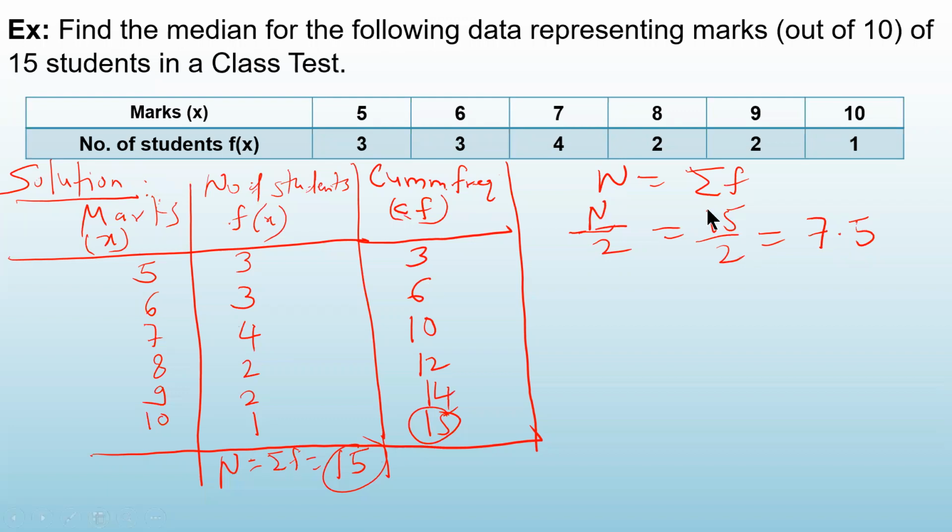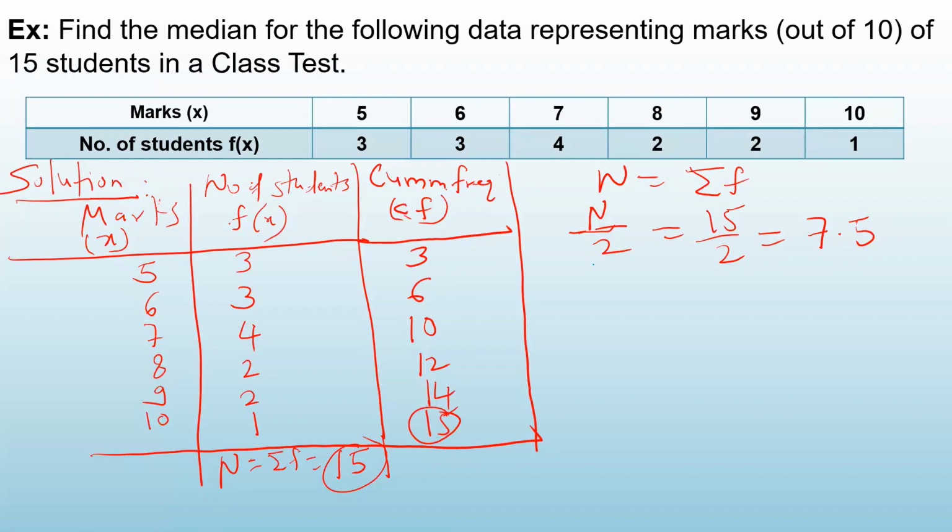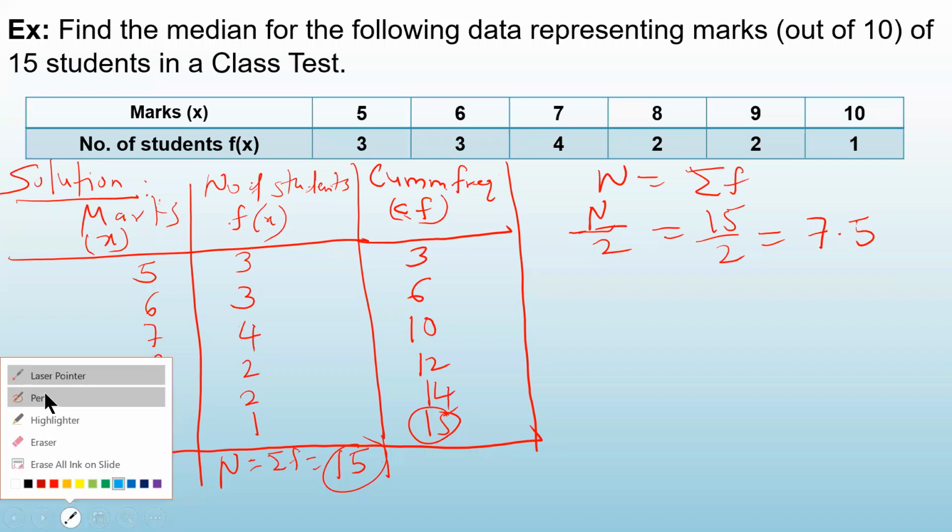How to find that? Look at the cumulative frequency column. Start reading from the top, and when the value becomes more than 7.5, you have to stop there. So look here. Start reading from the top. First value is 3. Second is 6, which is less than 7.5. You have to stop at the place where the value is exceeding 7.5. Exceeding means bigger, it has gone beyond. So more than 7.5 is this 10. So right here you have to make an arrow. Okay. So make an arrow.